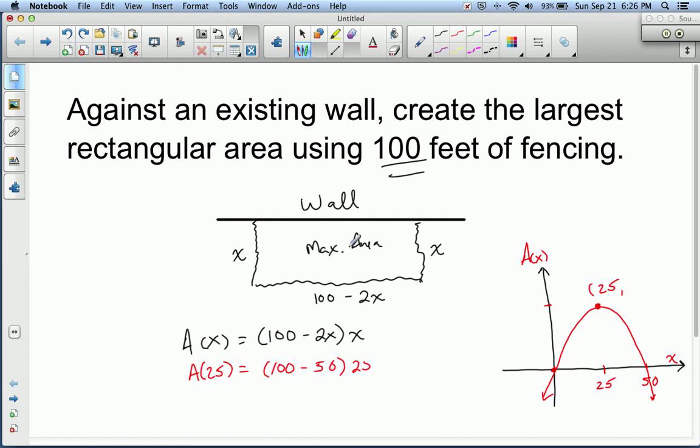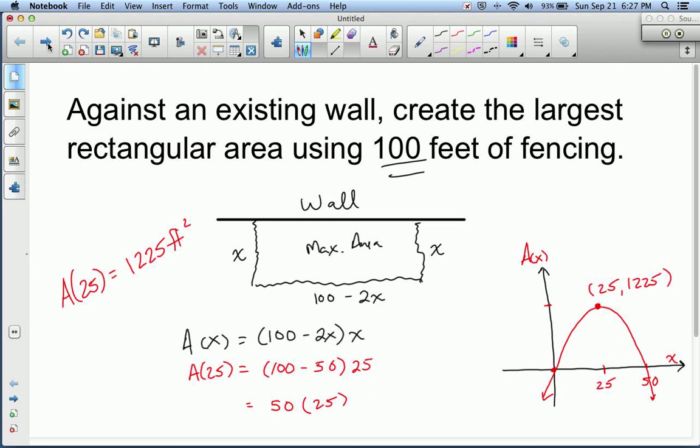It's interesting how they are erasing there. That is 50 times 25, or what is that, 1225? So our maximum area is 1,225 square feet. Okay, square feet. So the largest rectangular area occurs when x is 25, and we get 1,225 square feet. And that's really all there is to it.